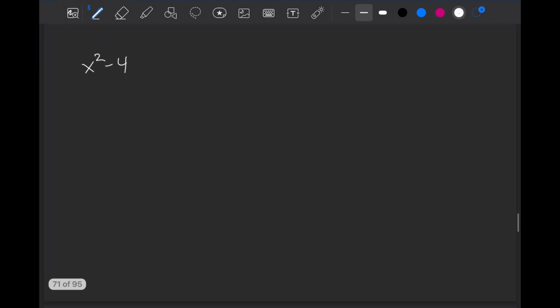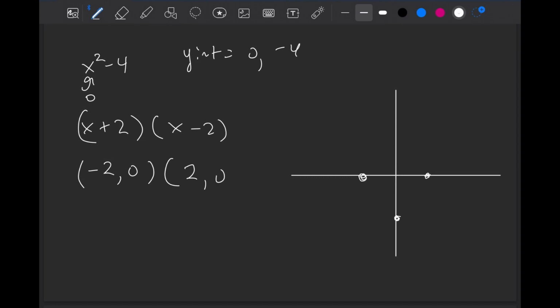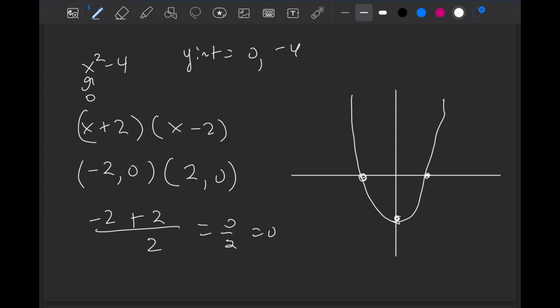Perfect. Try this one. So this one we know can be factored to x plus 2, x minus 2, and then plot the points that we know. So 2, -2, and the y-intercept is just plug in 0 for x, and we'll get -4. And then we can find the vertex: we know that the points will be -2, 0, and then 2, 0. So add -2 plus 2 divided by 2, it'll be 0 over 2, which is 0. So therefore, when we plug in 0, the y-intercept is the vertex. And then it just opens and connect the lines.